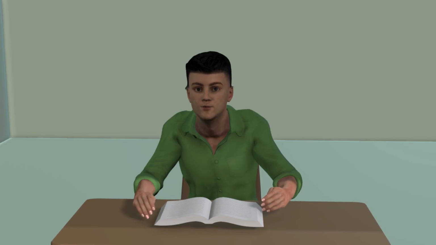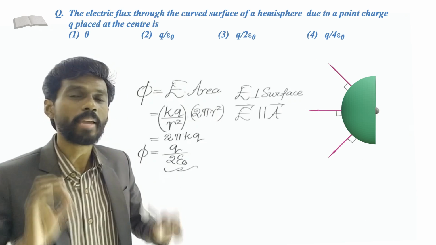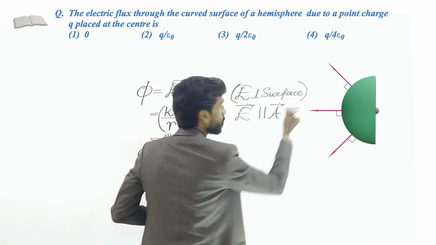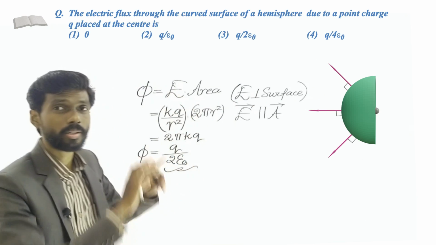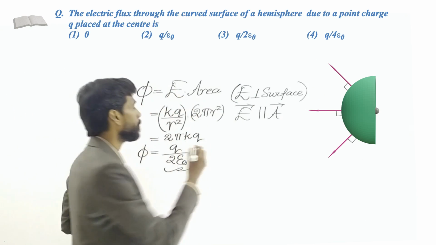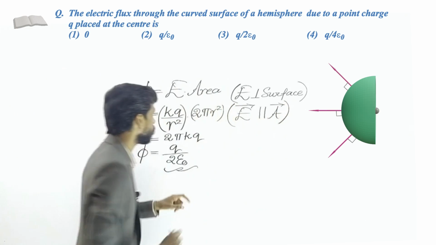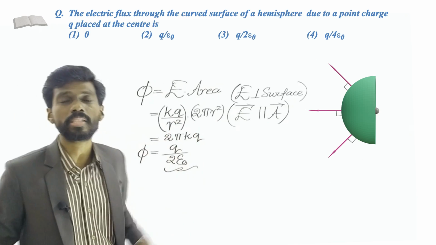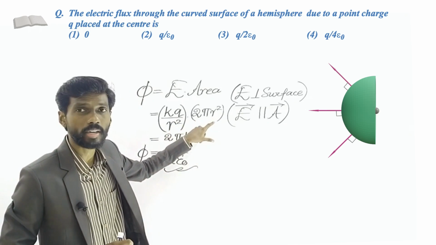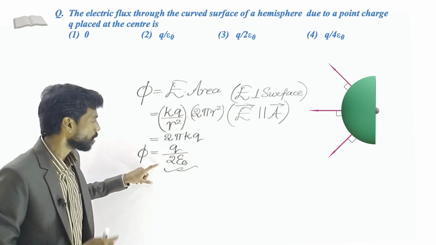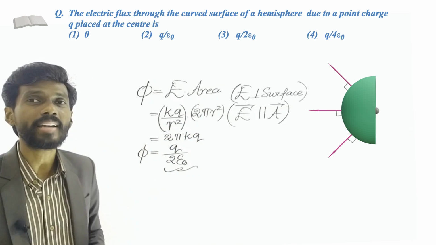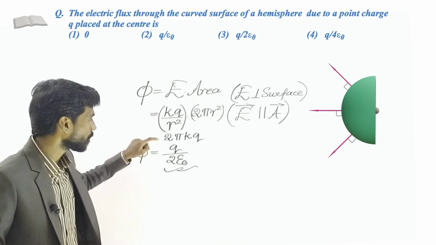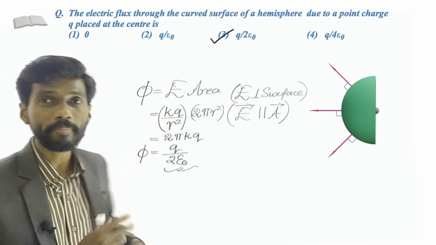Okay, what if it was a full sphere? This idea is the same even for the entire sphere. Even for the whole sphere, the electric field is perpendicular to the surface, so the same formula can be used. Instead of the area of the hemisphere, you use the area of the entire sphere. The curved surface area of a sphere is 4 pi r square, so the answer will be twice of this, which is q divided by epsilon 0. That is the electric flux through the entire sphere. Here we only need the flux through the hemisphere, which is q divided by 2 epsilon 0.